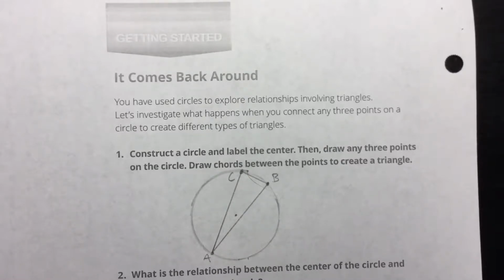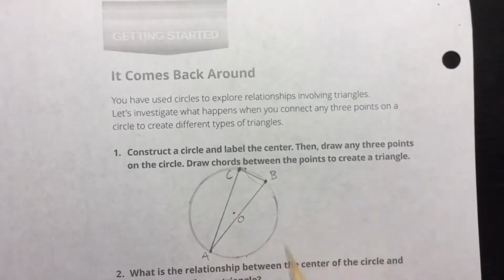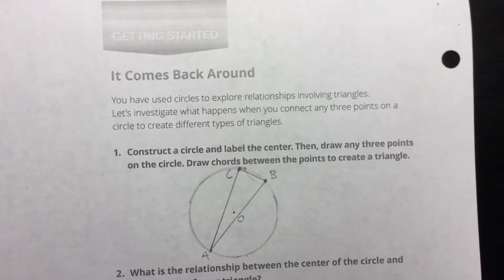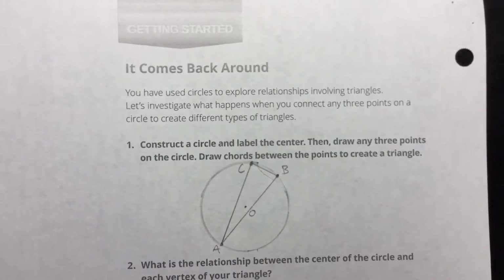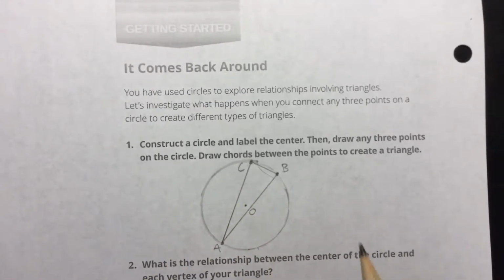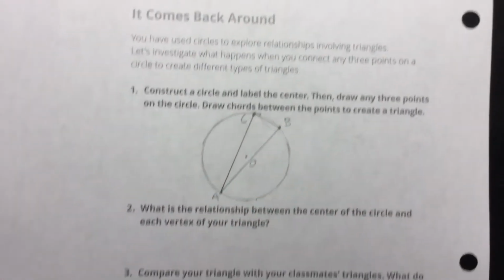Number 1 says, construct a circle and label the center. Well, I didn't label it. This will be circle O. That's my center point. It says, then draw any 3 points on the circle, A, B, C. Draw chords between the points to create a triangle. So you can see I've done that already, just to save a little bit of time before the video.